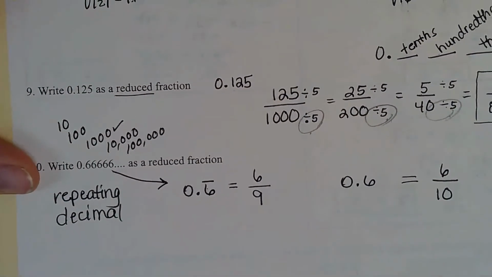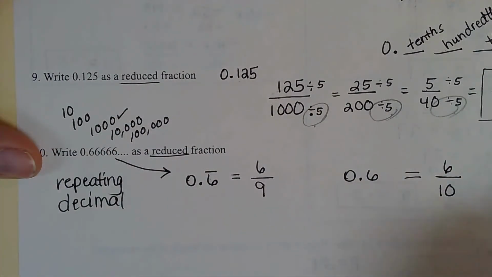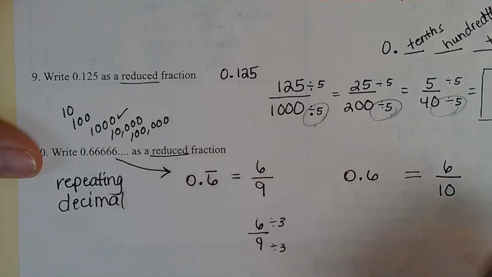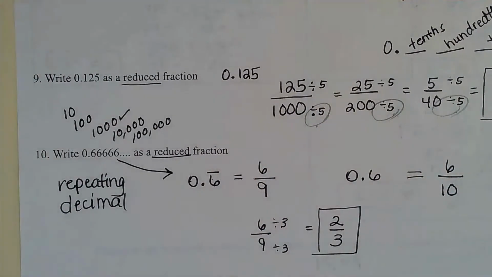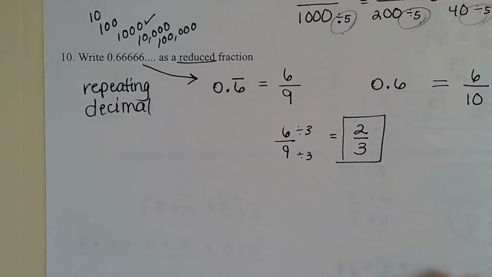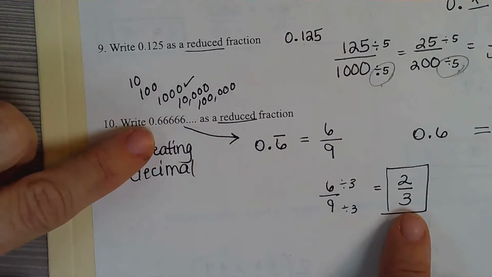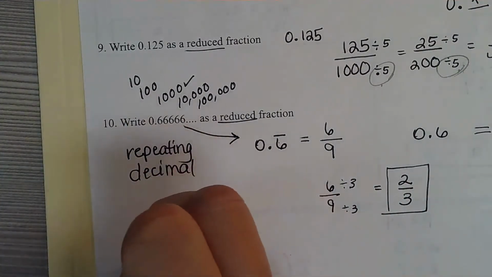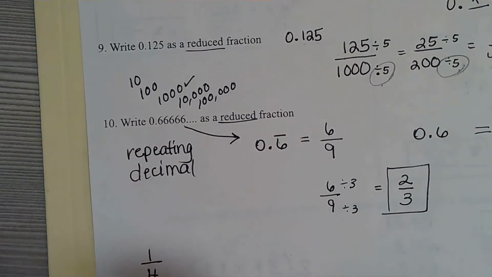Now she wants a reduced fraction. So what can you divide both 6 and 9 by? You can divide them both by 3 and get 2/3. Now that's your answer. I want to give a little extra tidbit. Really, 2/3 is a common fraction. This is one that I'd really like for you to have memorized. Things that you should really have memorized: 1/4, 1/2, 3/4.